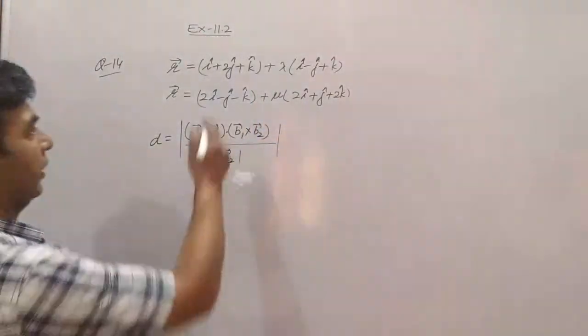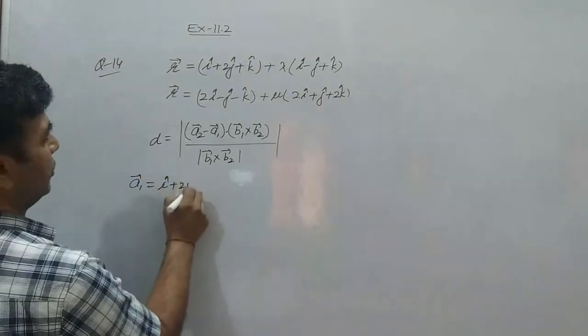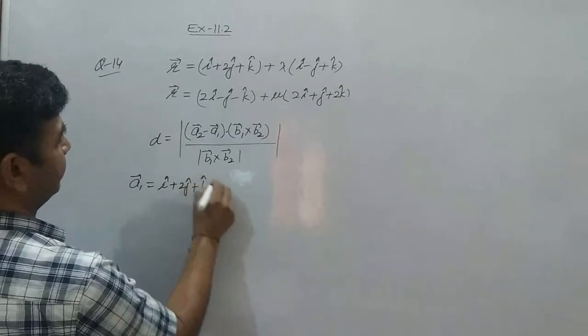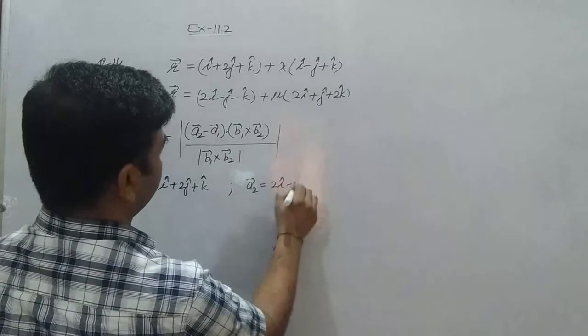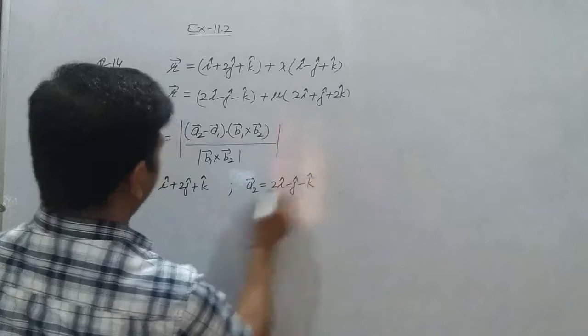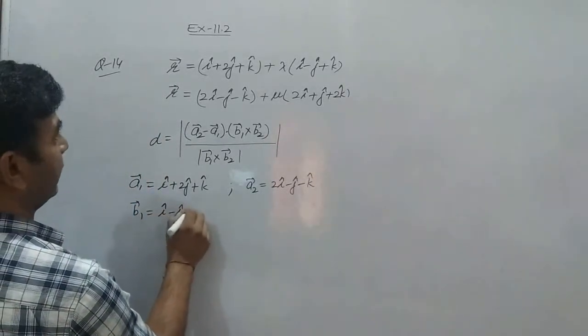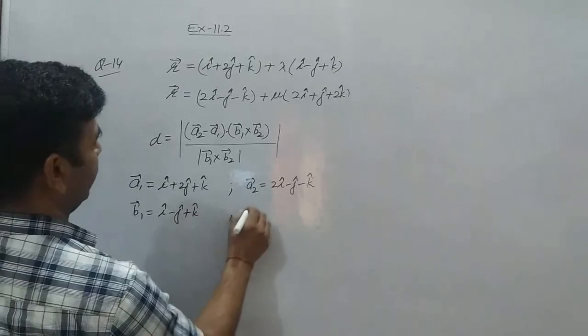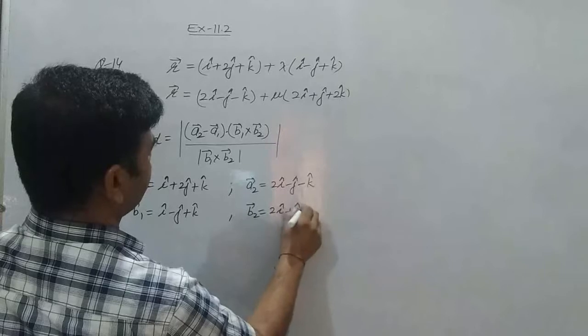and b2 is the direction ratio of the second line. So a1 vector is here as your i cap plus 2j cap plus k cap, a2 vector is your 2i cap minus j cap minus k cap, vector b1 is your, this is i cap minus j cap plus k cap, and b2 vector is your given by 2i cap plus j cap plus 2k cap.